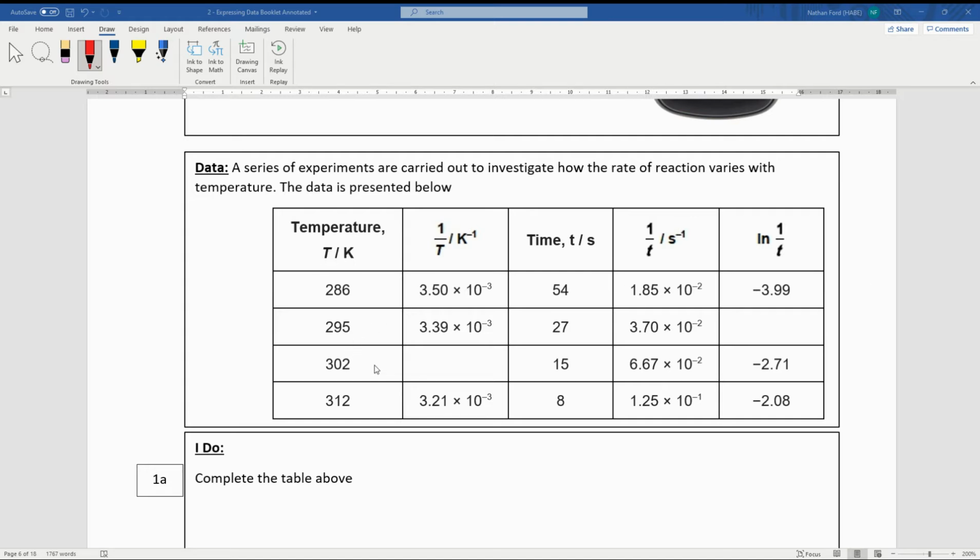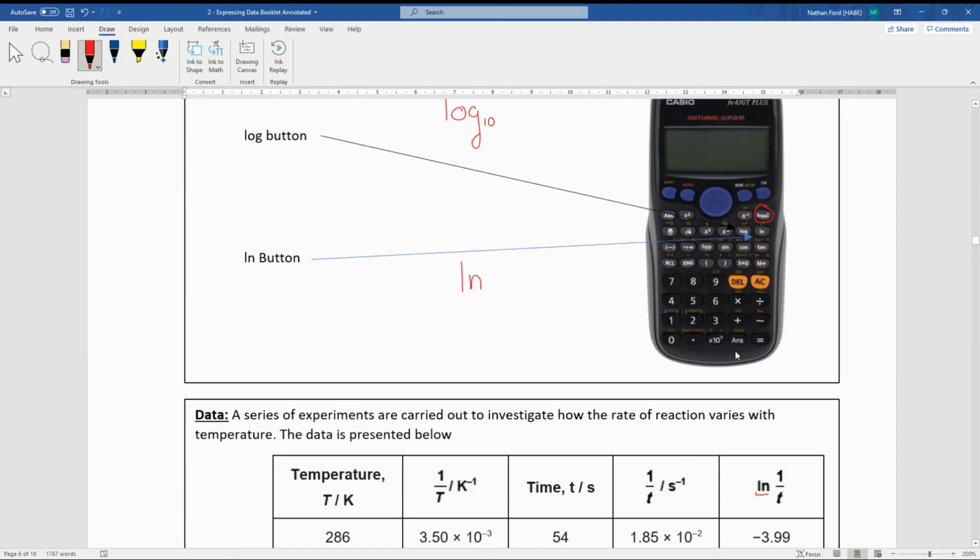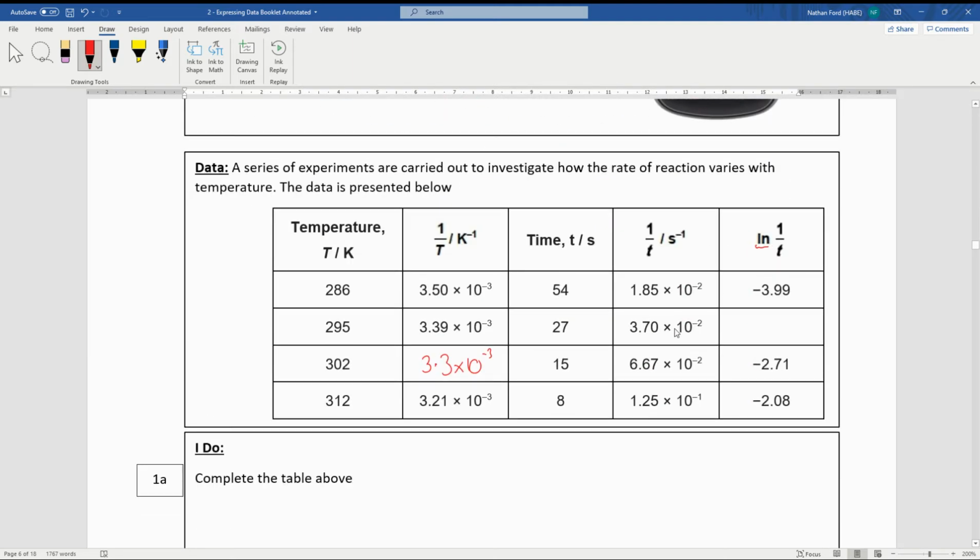Now, if we do that exact same thing here, we fill this in. So 1 on 302 is going to be 3.3 times 10 to the negative 3. And over here, this one's slightly different, but see how it's got this ln? That's when we use this button. So we hit ln and we type this number in. Okay, and if you do that, you'll get negative 3.30.